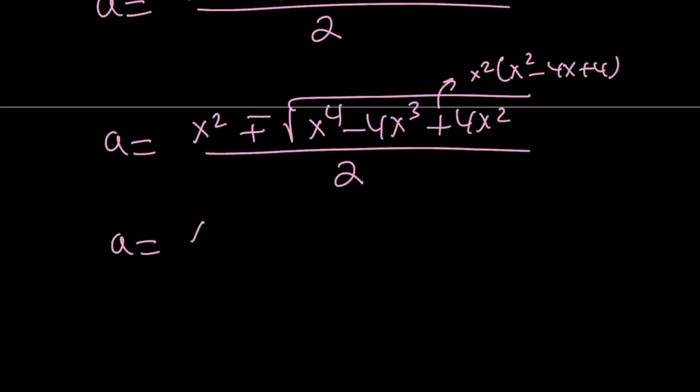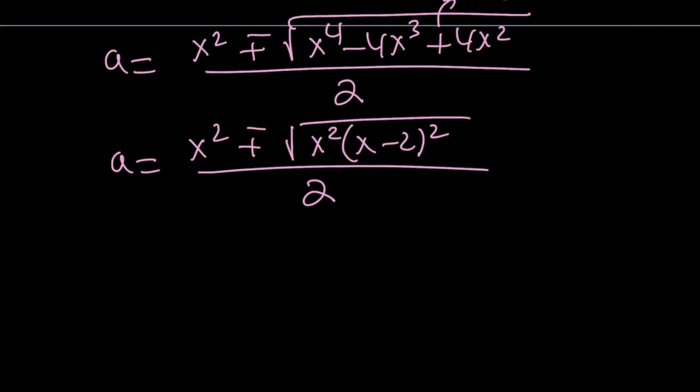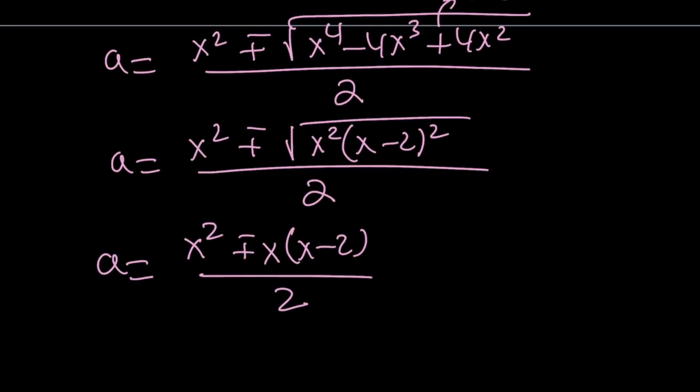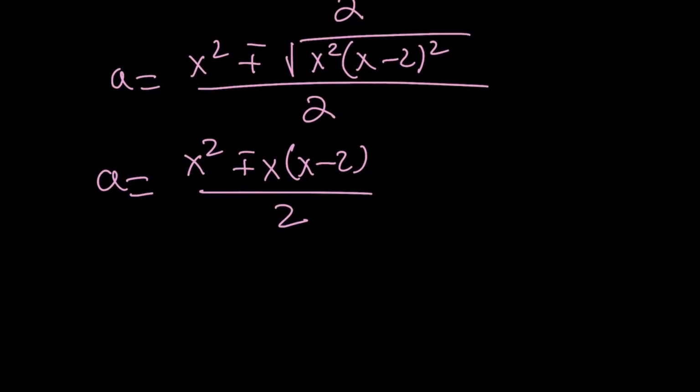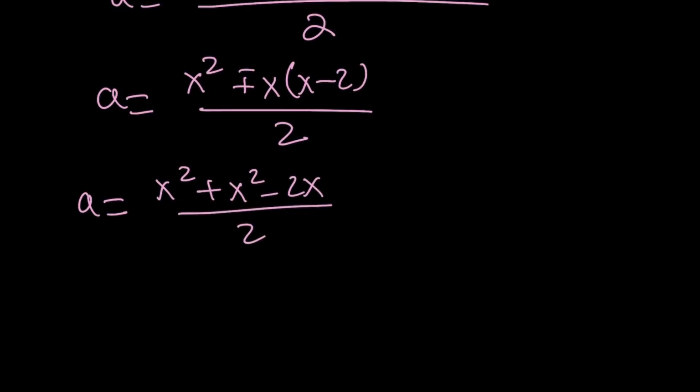So it gives us the following. We get x squared times x minus 2 quantity squared. When I take the square root with the absolute value, the plus minus will take care of that, and I get two solutions as follows: x squared plus minus x times x minus 2, divided by 2. Now we can split it up into two solutions and see what a is in terms of x. One of the solutions, starting with the plus sign, gives a equals x squared plus x squared minus 2x divided by 2. And from here a equals x squared minus x.